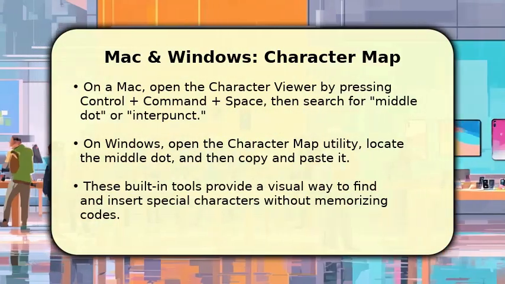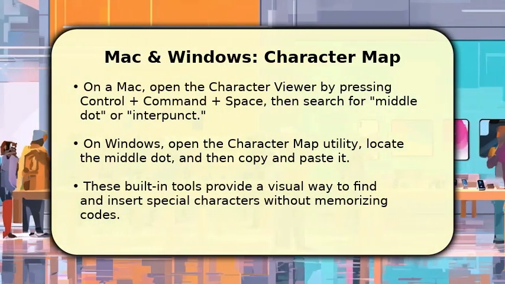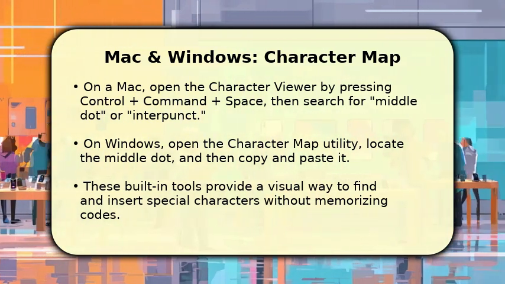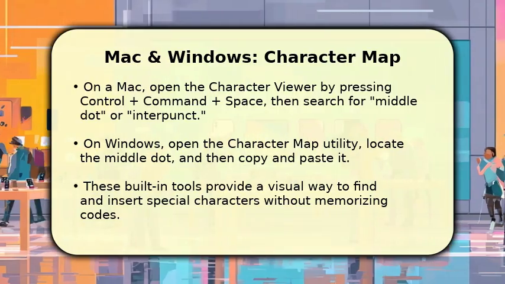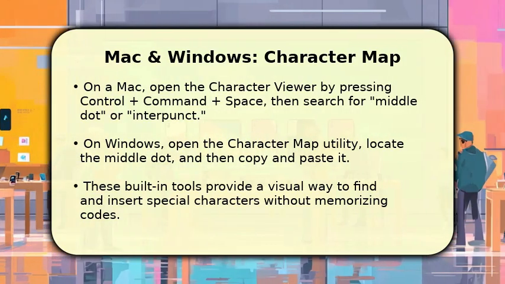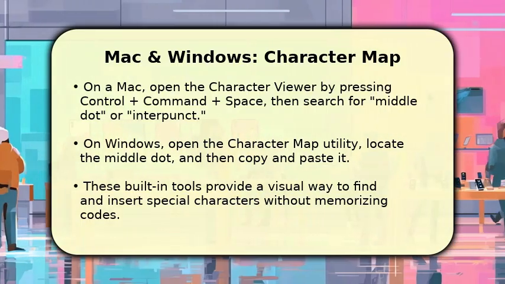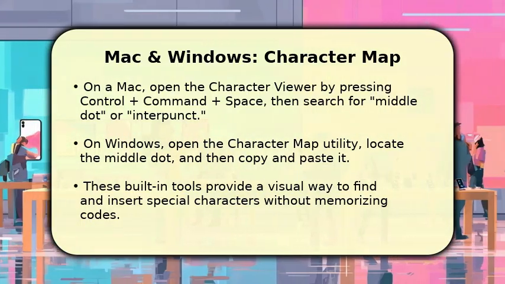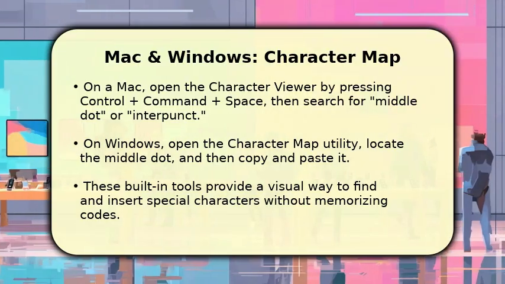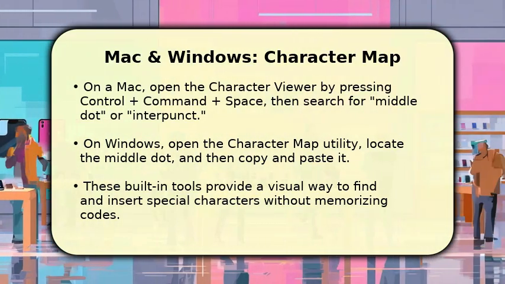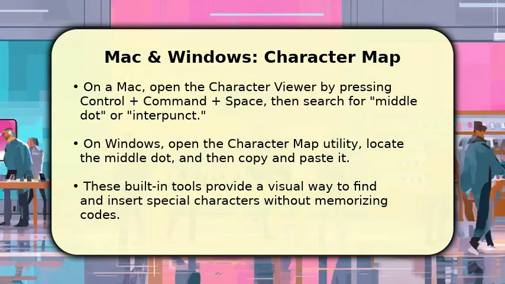If you're on a Mac, accessing the character viewer is simple. Press Ctrl, Command, and the spacebar simultaneously. Search for middle dot or interpunct and click to insert. Windows users can open the character map, find the middle dot, select it, and then copy and paste it into their document. These visual tools are excellent alternatives when an Alt code isn't feasible or remembered.